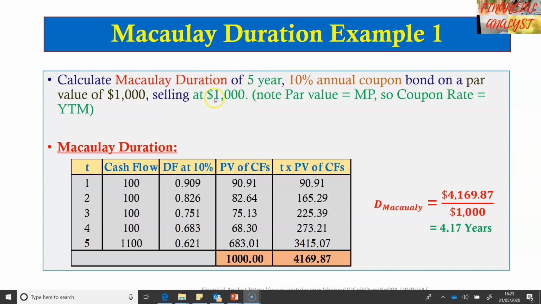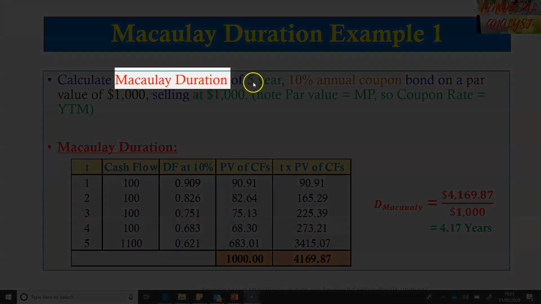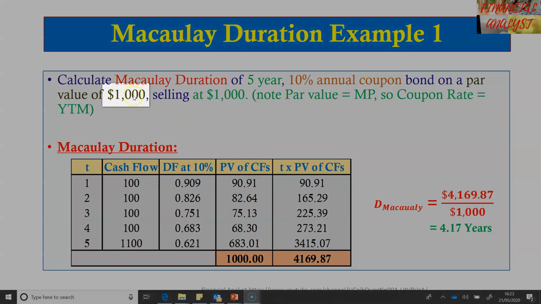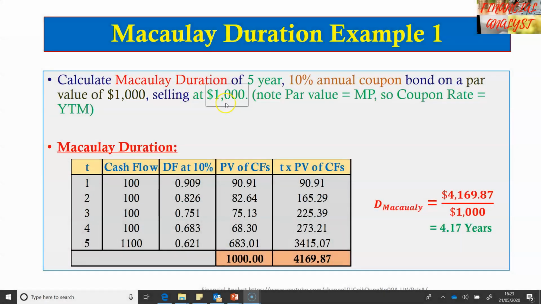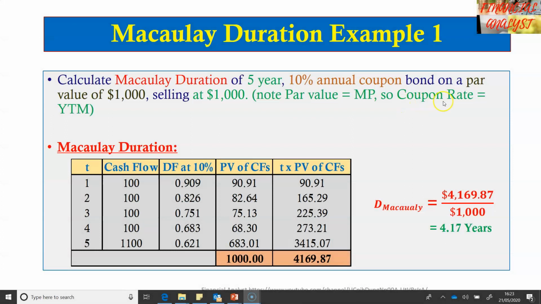In the first example here, we are calculating Macaulay duration for a 5-year 10% annual coupon bond that has a par value of $1,000 and is selling at $1,000. That is, it is selling at par. So the coupon rate here must be equal to YTM. Following the formula that we have, we first calculate the present value discount factor at YTM, that is the discount rate here of 10%, which is also equal to the coupon rate of 10%.